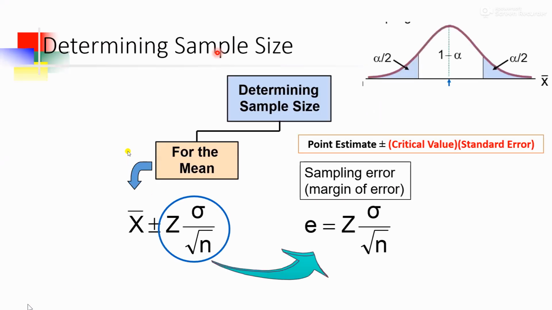So now we are determining the sample size for the mean. Here, this formula is applicable when sigma is known. The confidence interval is x bar, the point estimate, plus or minus the critical value times the standard error. So z times sigma over square root of n is the margin of error. This is the error we are allowing because of the samples, because from sample to sample, this x bar will change.